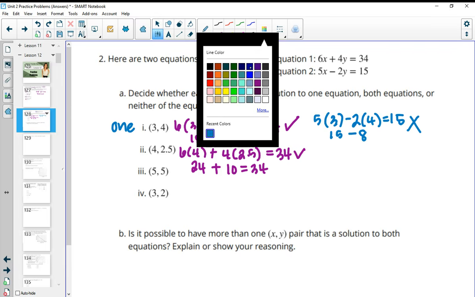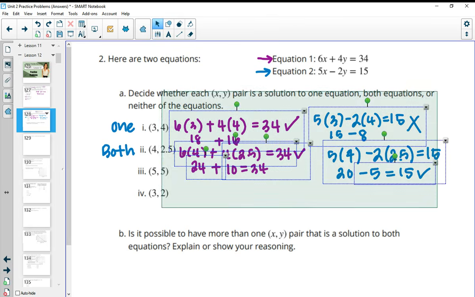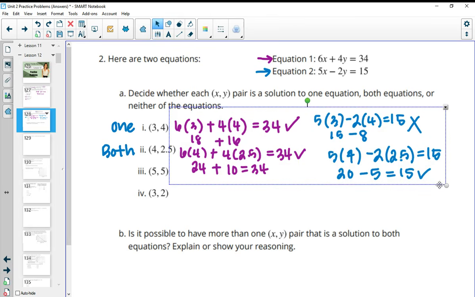Then we're going to plug it into equation 2, which is 5 times the X, which is 4, minus 2 times the Y, which is 2.5, and that should equal 15. 5 times 4 is 20. Negative 2 times 2.5 is negative 5. 20 minus 5 is 15. So this is a solution to both equations. And then I'm just going to make these smaller here so I can fit the next ones.